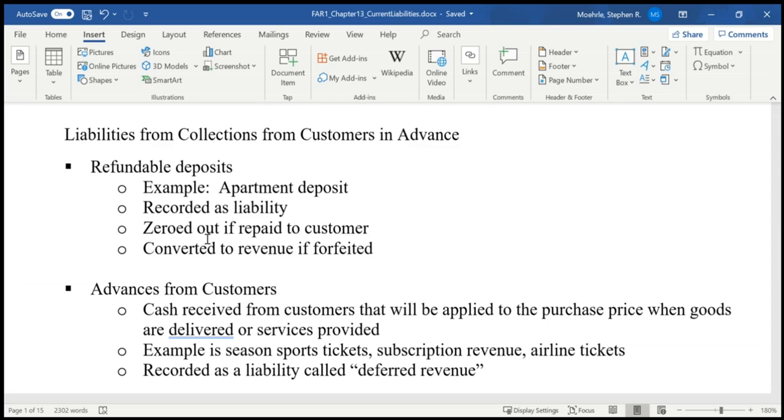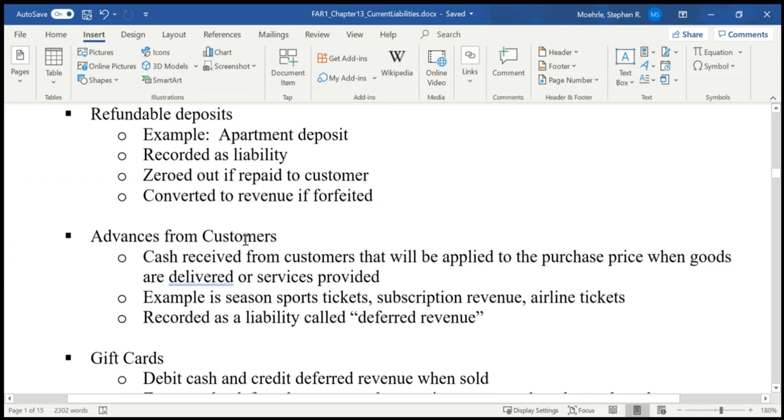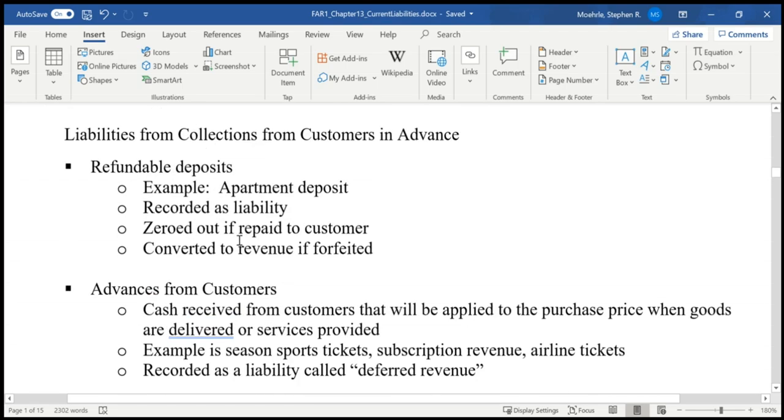It's converted to revenue if the refundable deposit is forfeited. For example, in the case of your apartment rent, if there was some damage and they keep the money to pay the damage, they will then match that revenue against the expense it takes to remedy the apartment damage.